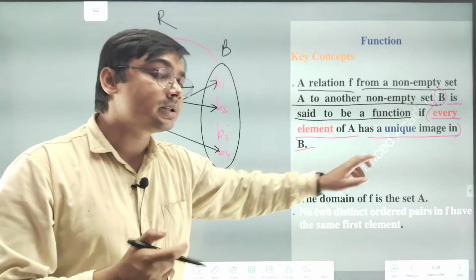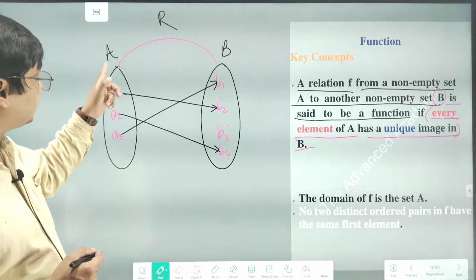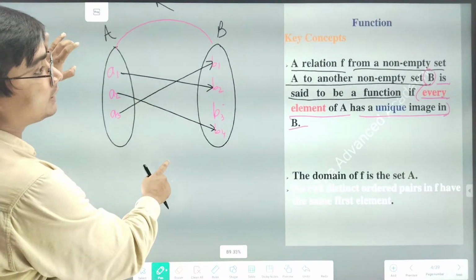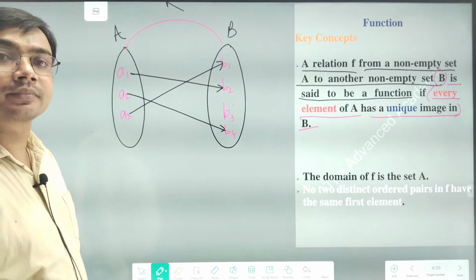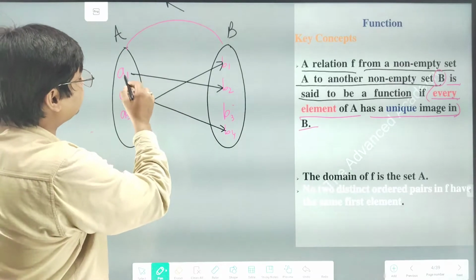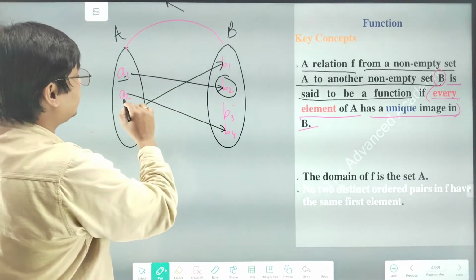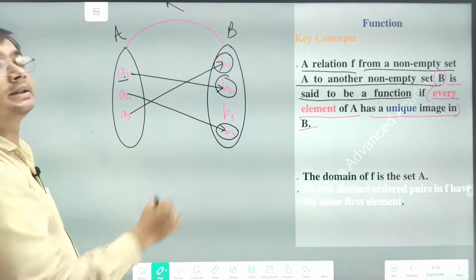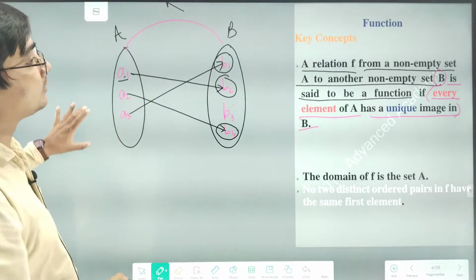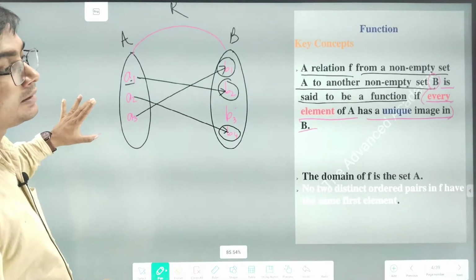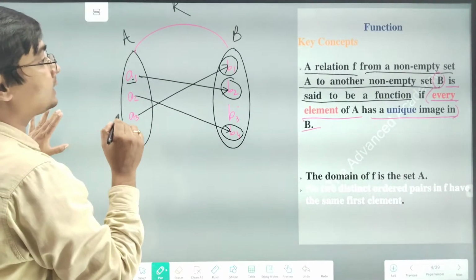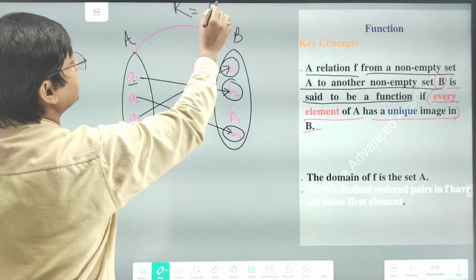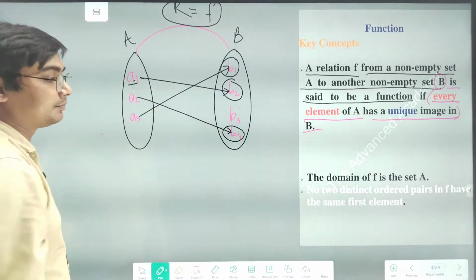Yes guys, first of all the elements of this set are connected. Here you see A1, A2, A3 are all connected, and uniquely connected. Uniquely, you see how many images are there. For A1 it is B2, the image of A2 is B4, and the image of A3 is B1. So unique images are there. Yes, that means this relation is a function. Yes guys, in the case of a function, we denote the function by the letter F.